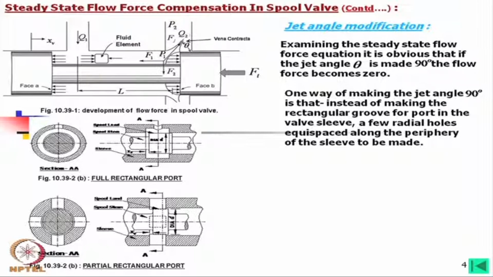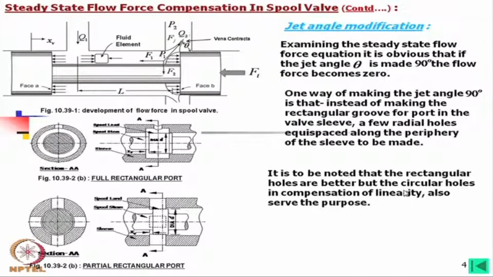But it is seen that if we make such a square hole, then this flow jet angle may be 90 degrees, very close to that. And if we can make it 90 degrees, because cos theta will be 0 in that case, there will be no component in the axial direction.